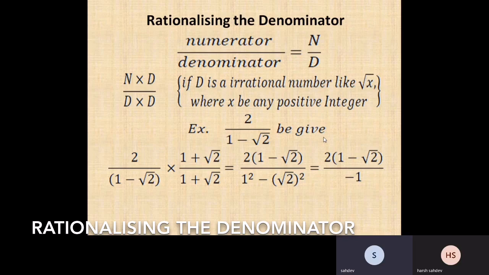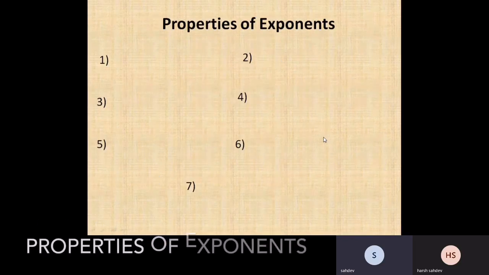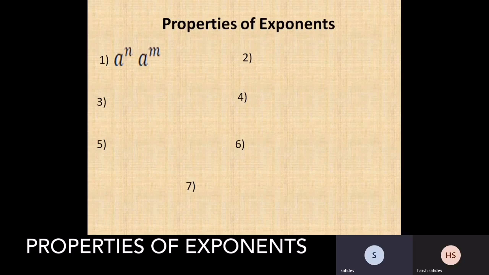Next, now there are some properties also. Some properties of exponent. Let's say the first property is, if this is a raised power n and a raised power m, both the powers are different but the base is the same. As the base is the same, the powers will get added. This I have taught you before also.